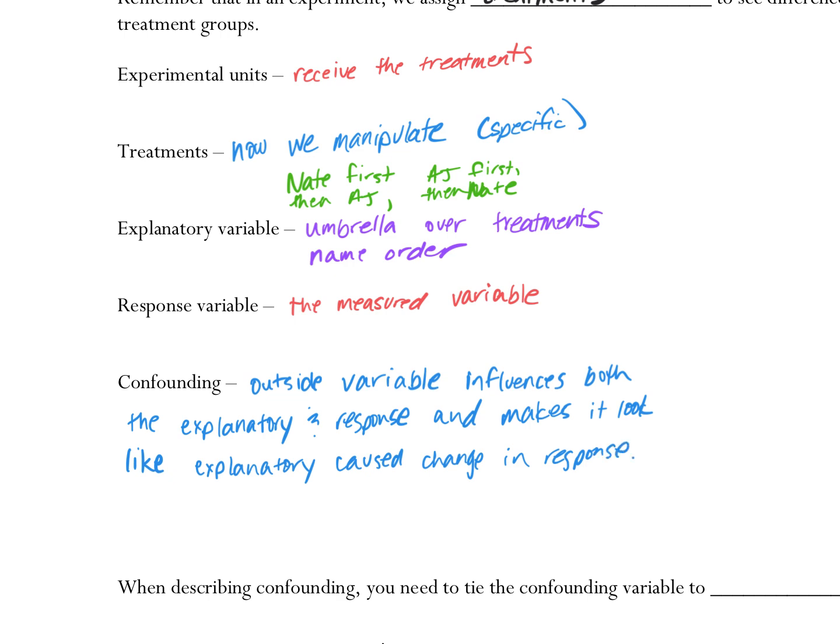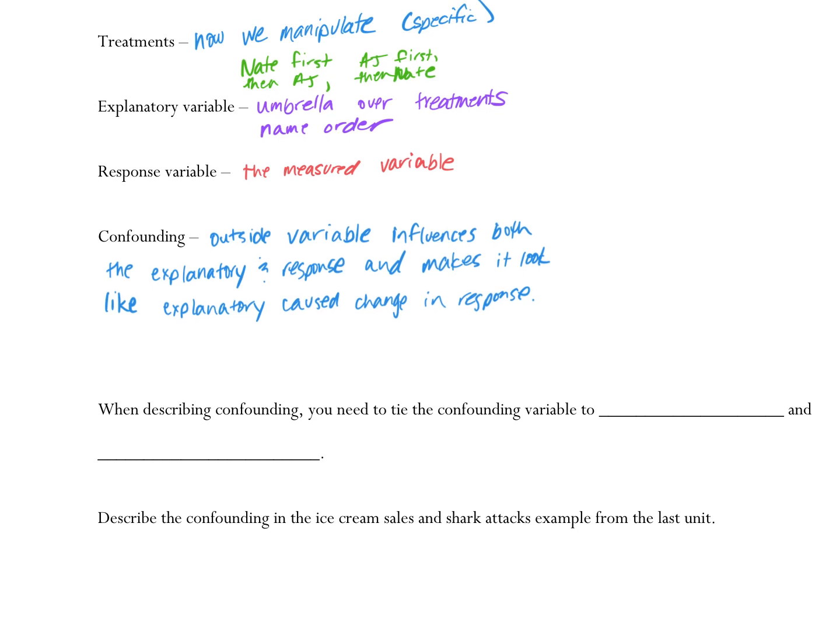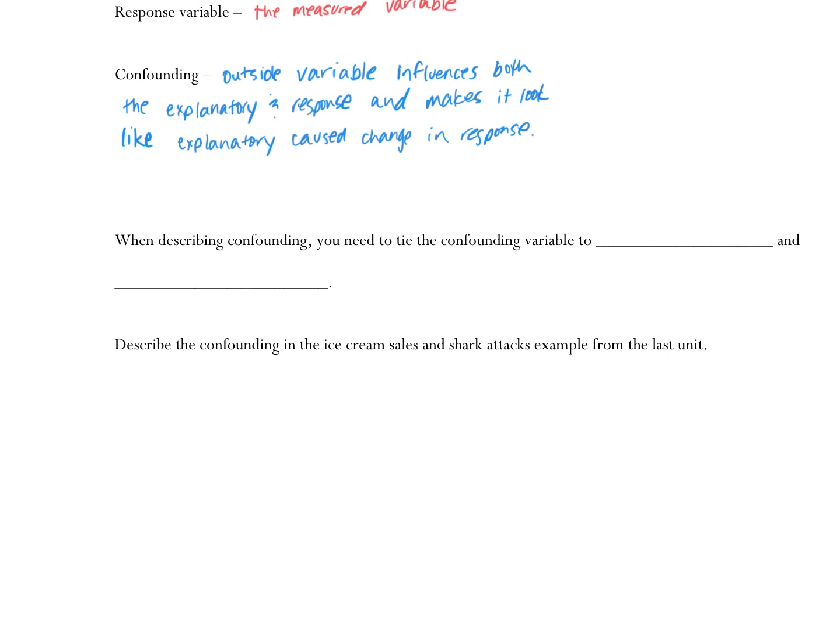You guys remember the shark attacks and ice cream sales, that they both have high correlation? Okay. What did we say was the variable that messed that up? What made it look like high ice cream sales increased the risk of shark attack? Because when it's hotter out, people want ice cream. Yeah. So to describe this confounding, the warm weather was the confounding variable, yeah? Okay. So you need to describe the relationship to both the explanatory and the response.